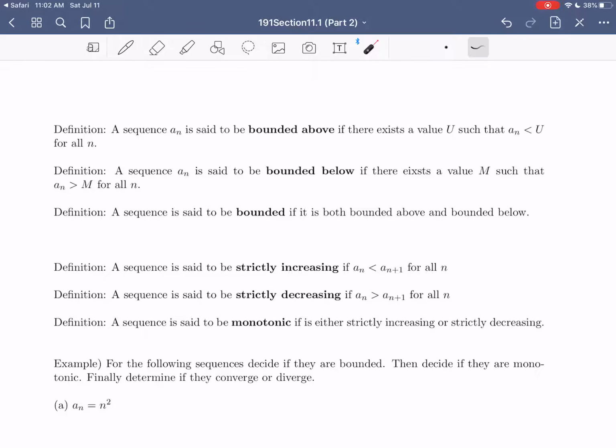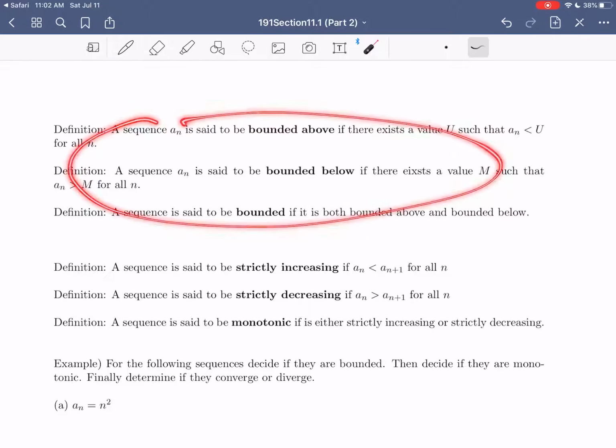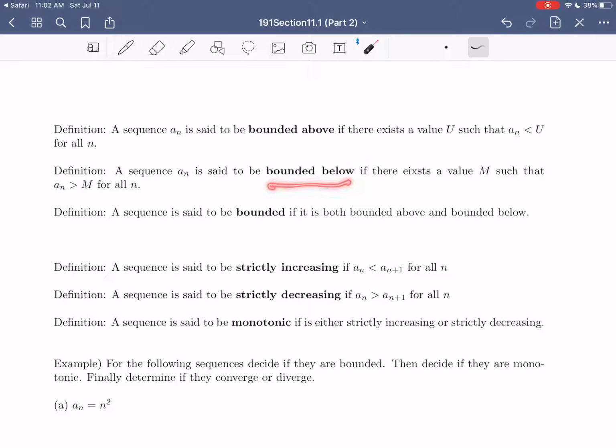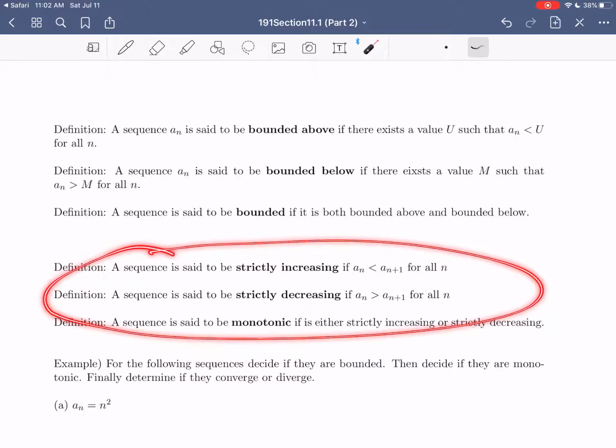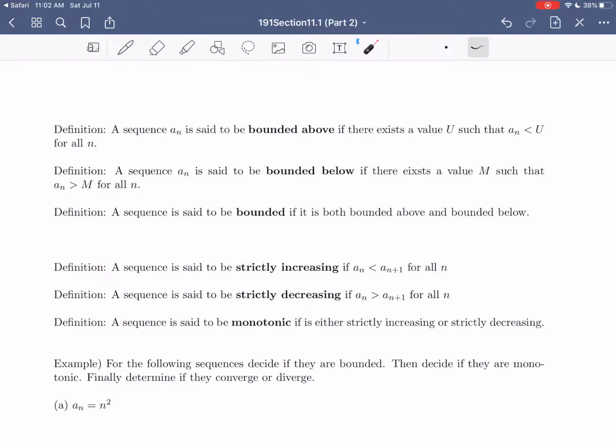All right, this tells us how big the sequence gets or how small the sequence gets, or whether or not it always lives within some range, so the dots are always within some range. Now, this is going to be very similar to functions. We're going to talk about increasing and decreasing. So a sequence is said to be strictly increasing if a sub n is always less than a sub n plus 1. So each time you take a step forward in your sequence, the sequence gets larger.